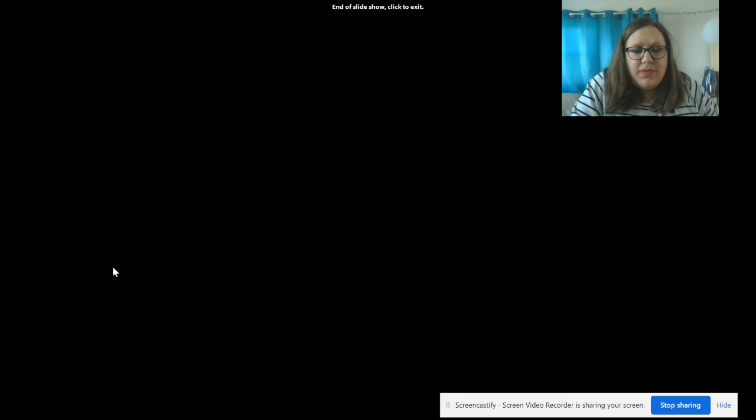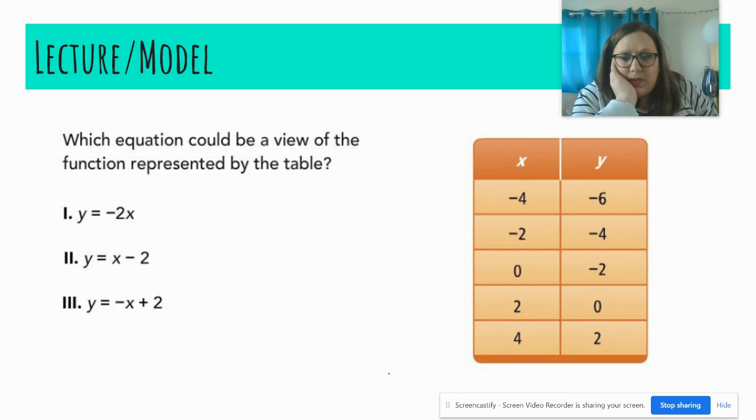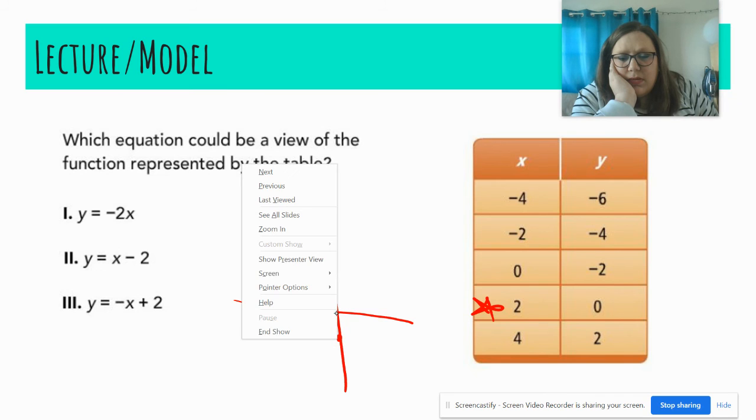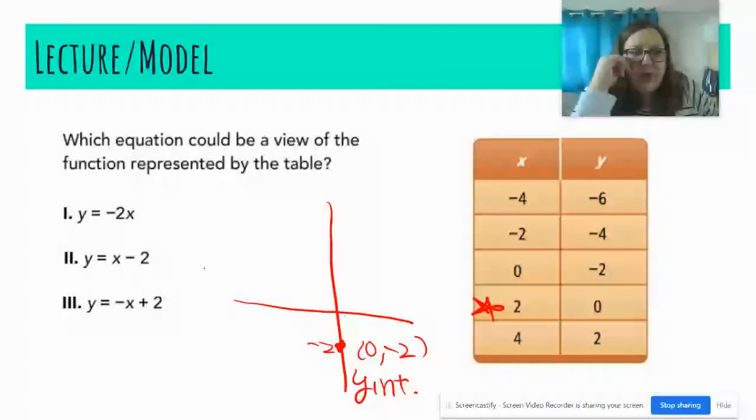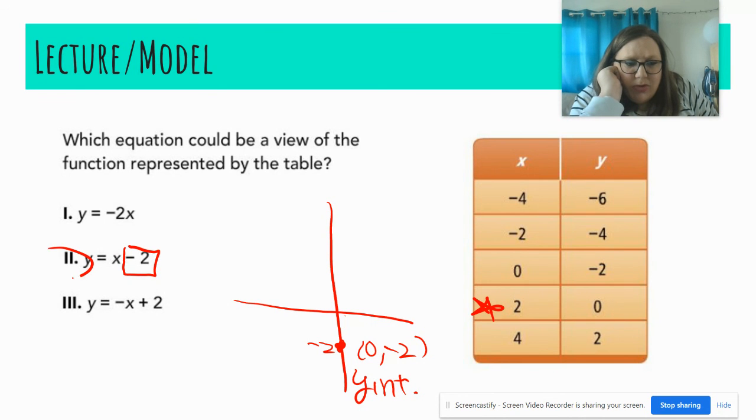Okay, so we were here, and this is our last thing we're going to talk about. I want to look at here. If y is 0, so let's sketch a graph. If x is 0 and y is -2, that's going to be this point here, which is our y-intercept. And if you remember, our y-intercept is at the end, and option 2 has the y-intercept of -2. So it would be option B.